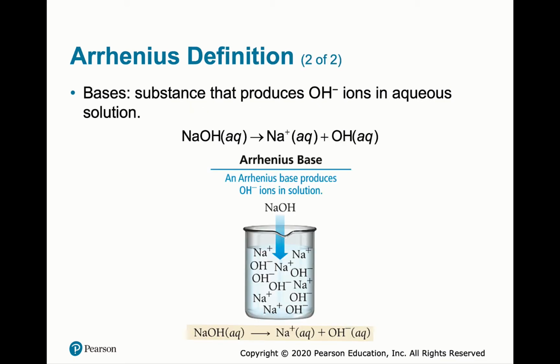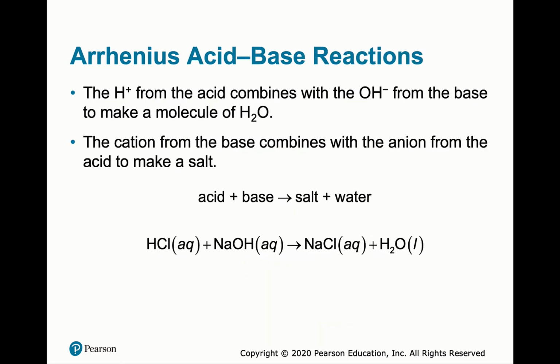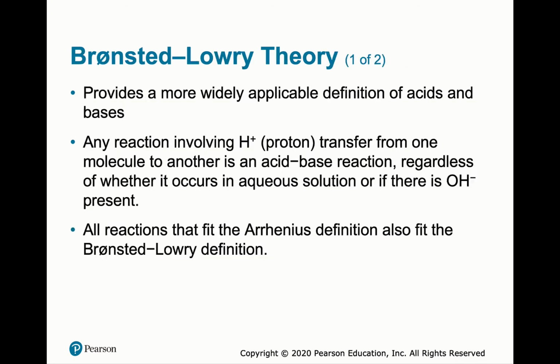Arrhenius definition, still a base: a substance that produces hydroxide ions in an aqueous solution. So sodium hydroxide breaks apart to form sodium and hydroxide ions. In acid-base reactions, the hydrogen ion reacts with the hydroxide ion to form water, and you get a salt. Here, hydrochloric acid plus sodium hydroxide base makes sodium chloride salt and water. So that's what you're going to get when you mix acids and bases. You're making water and salts.